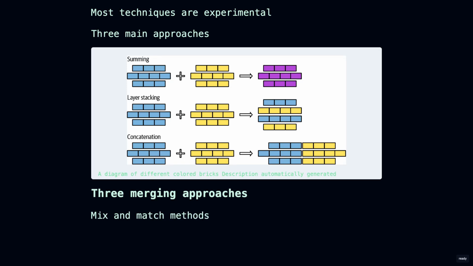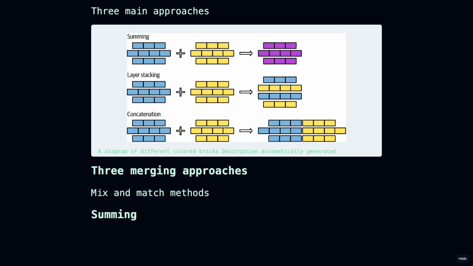These approaches are not mutually exclusive. In practice, you can sum some layers, stack others, or combine techniques depending on the model and the goal. Summing means combining models by adding their parameters. It is simple, but it can still work surprisingly well, especially when the models are related.